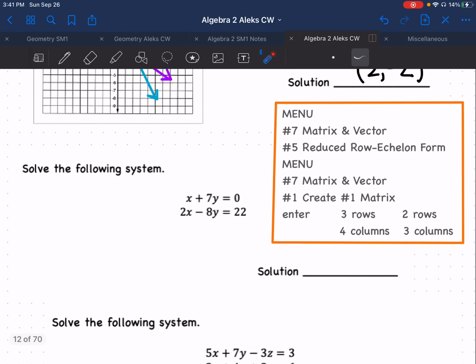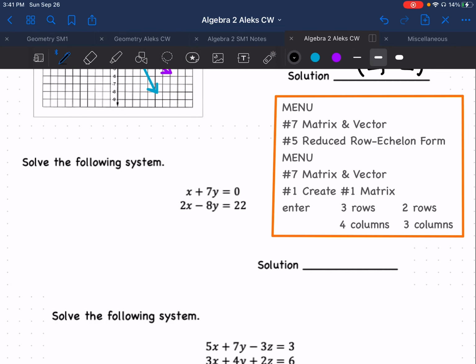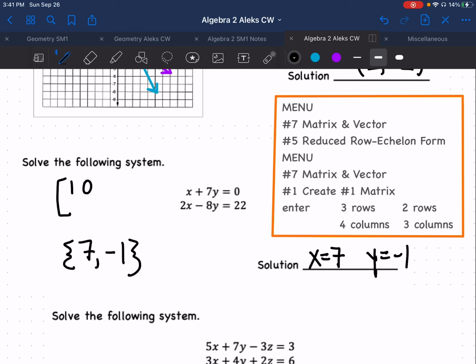Okay. All right, so solve the following system. I've gone ahead and I've already put this into my calculator, and my calculator has given me the answer, (7, -1). And that's what I would put on the blank: X equals 7, Y equals -1. If I chose to use the matrix, which is this one right here, my matrix would actually look like this. And that's what I would put for my work. So it just depends on which one I do.